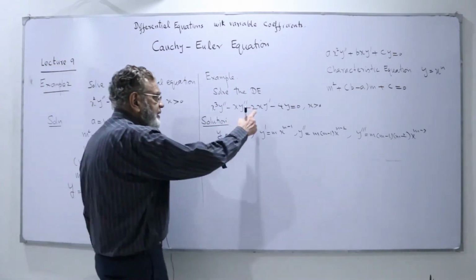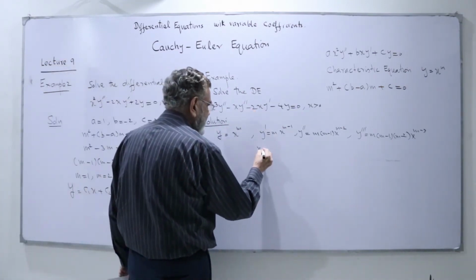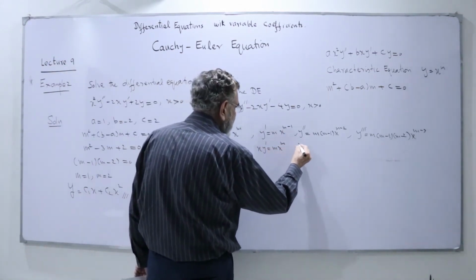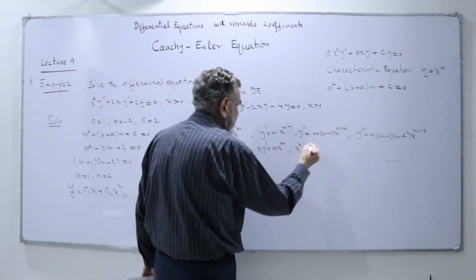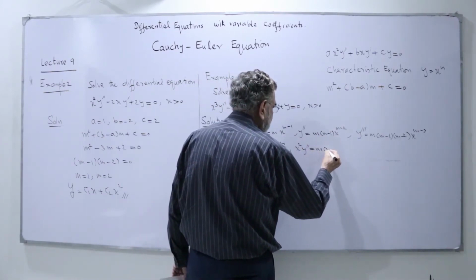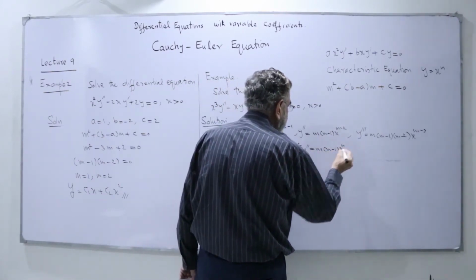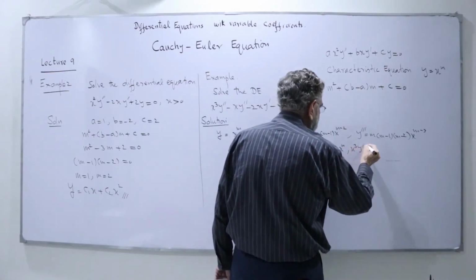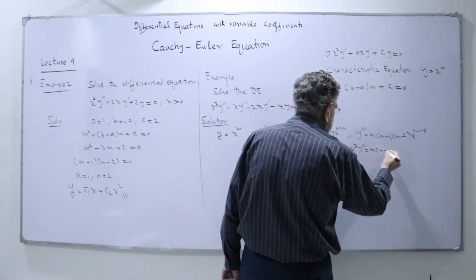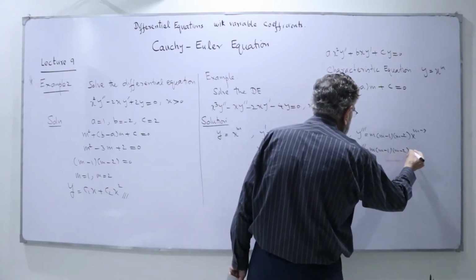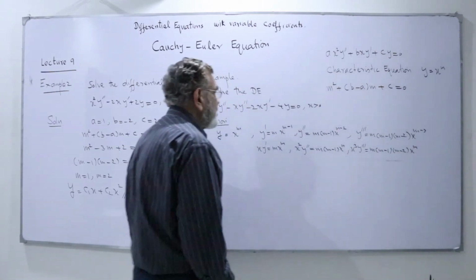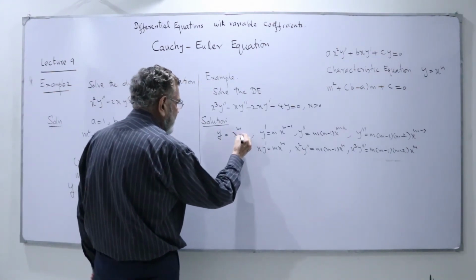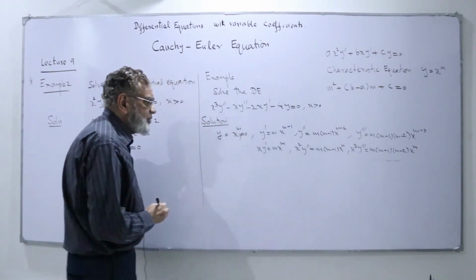So x y' is equal to m x^m. x² y'', these factors are removed, and we get m(m − 1) x^m. Then x³ y''' will give me m(m − 1)(m − 2) x^m. We substitute these values in our differential equation and take x^m common, and we have the condition x^m is not equal to 0.